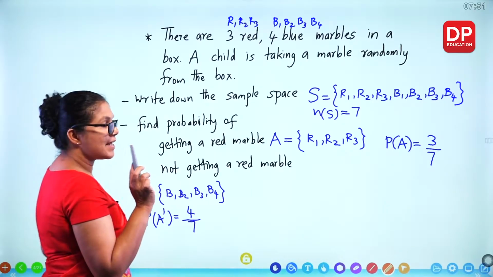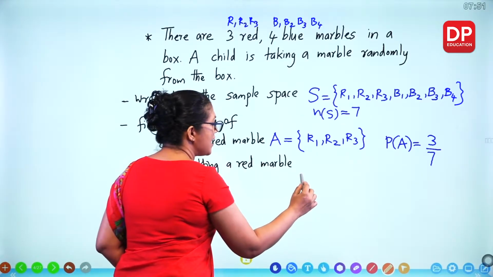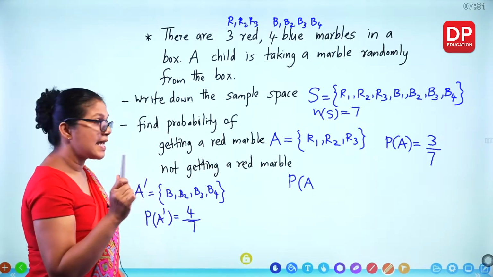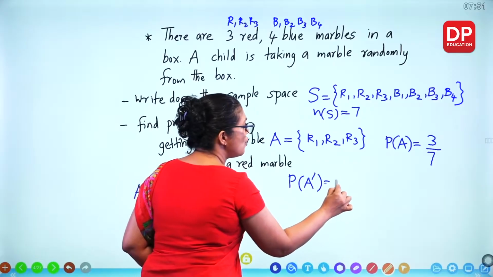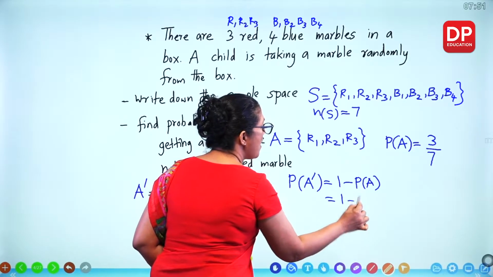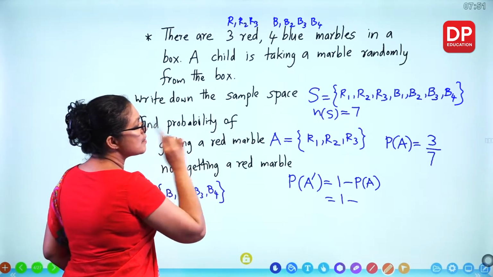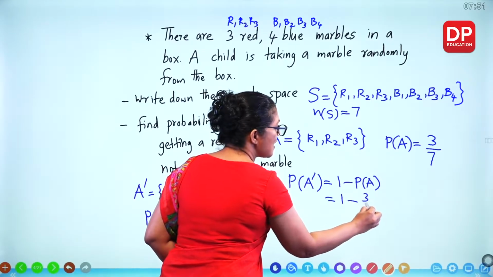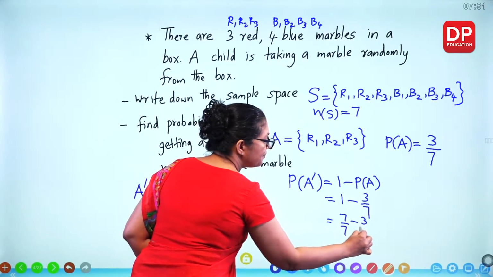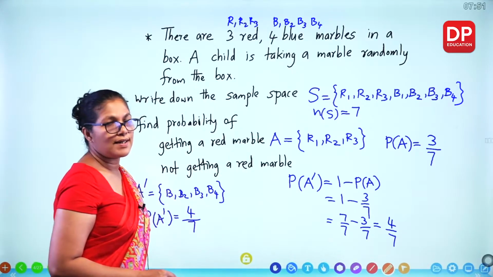Or what's the other method? You can take 1 minus. So what's the equation? We did this in grade 10. P(A dash) is equal to 1 minus P(A). So 1 minus the probability of getting red marbles we did in the first part, so that's 3 over 7. So here 1 I can write 7 over 7 minus 3 over 7 becomes 4 over 7.